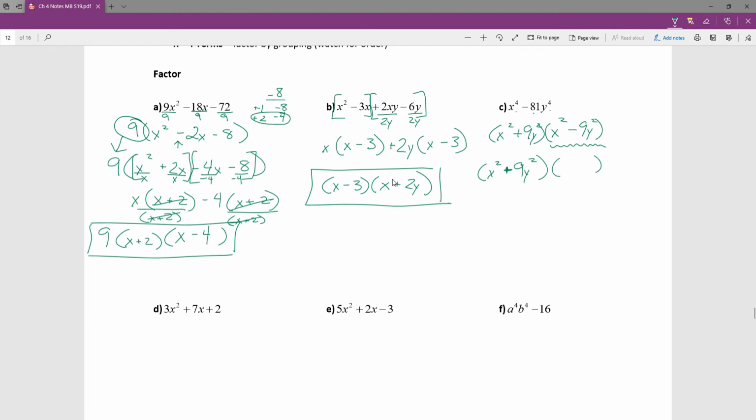The difference of squares over here, I'd put down the 2 brackets. One bracket's going to get positive, one's going to get negative, and I take the square root of both terms. So the square root of x squared is x, and the square root of 9y squared is 3y. And so now I have it fully factored. Difference of squares 2 times to make that one work.